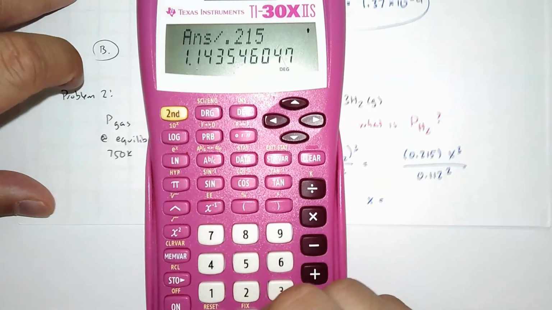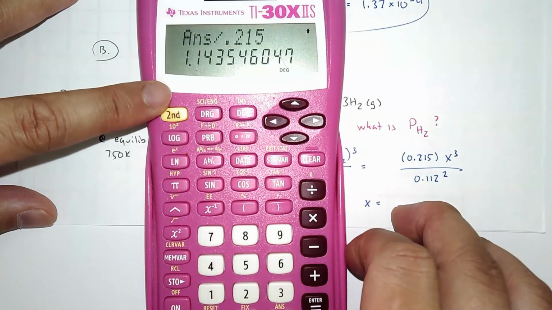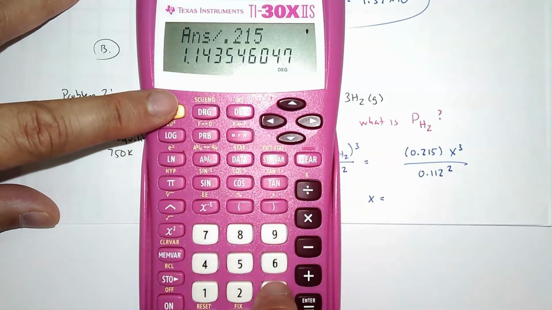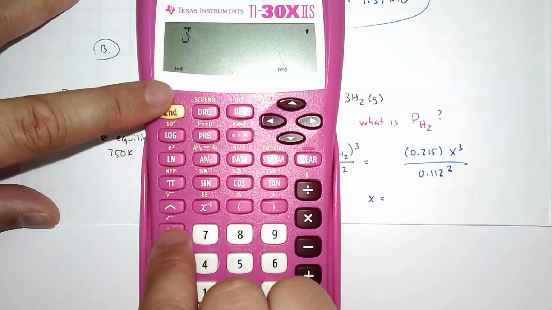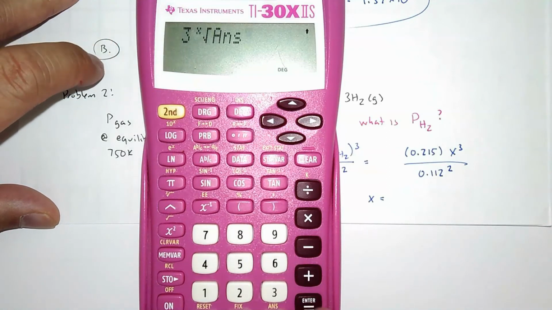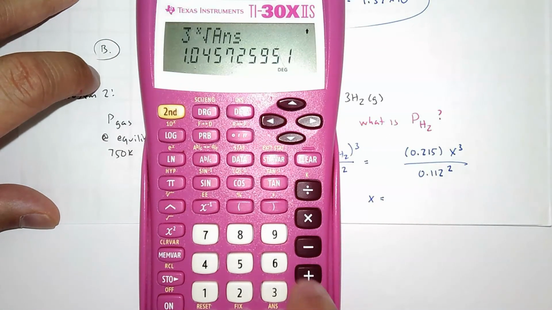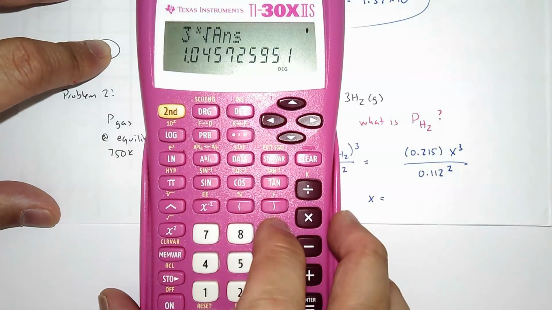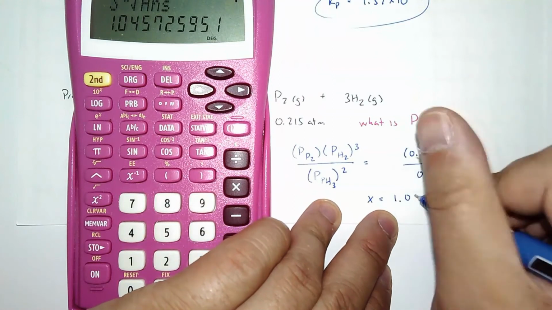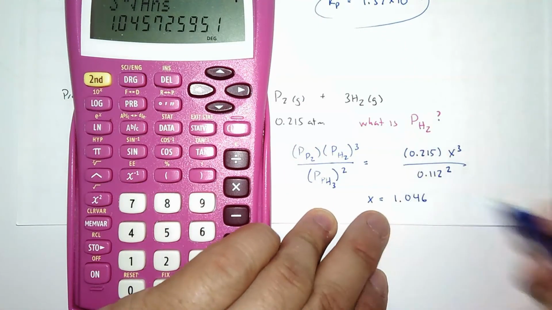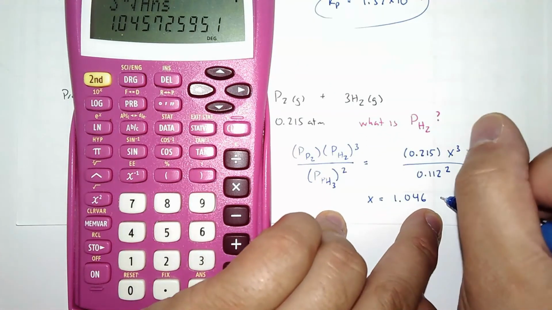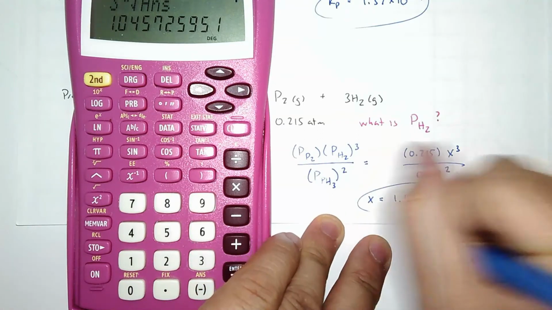So in my calculator, it's the cube root instead of the square root, so we're going to put 3, that symbol there, of the answer, equals? Okay, that's the number I was expecting. 1.046. Oh, and it is a partial pressure, and it is in atmospheres.